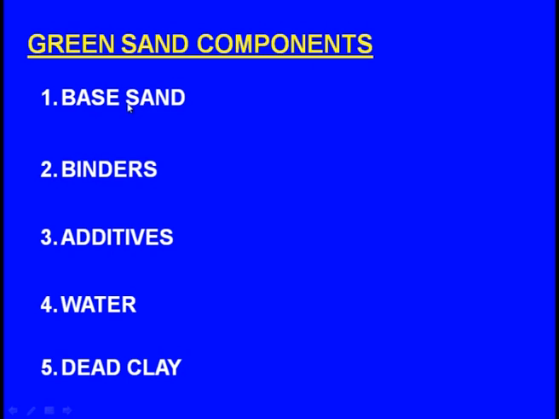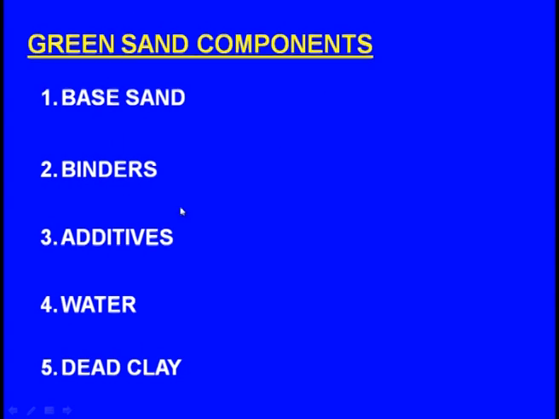So now we will see these green sand components. One is the base sand. Second, the binders. Binder means the clay. Next, the additives. Next, the water. And finally, the dead clay. Though we don't add dead clay intentionally, the part of the binder or the active clay, once it comes in contact with the hot metal, turns into dead clay, and this becomes a component of the green sand. So these are the five components of the green sand. Now we will be seeing all these components in detail.